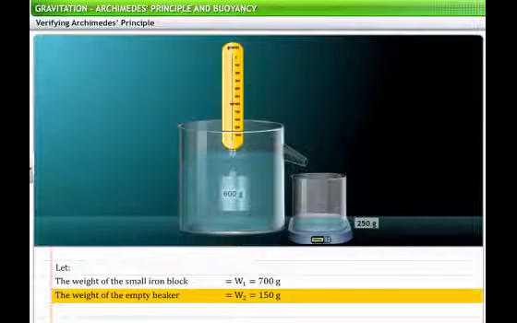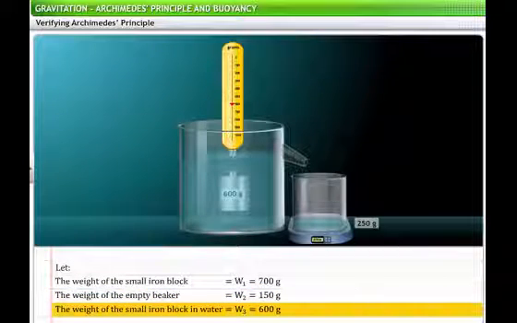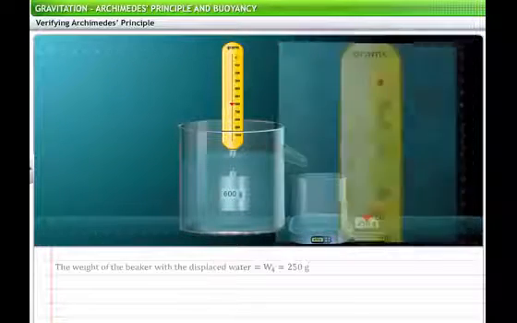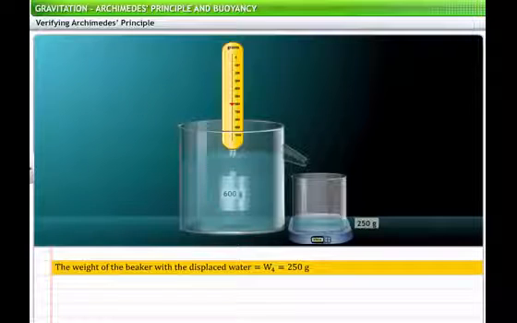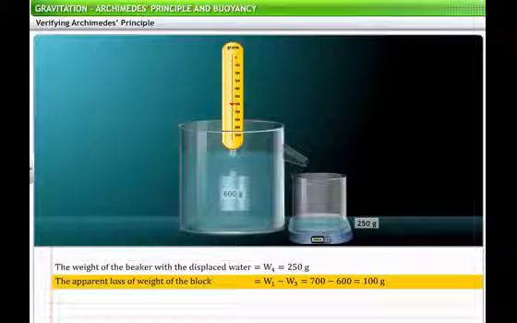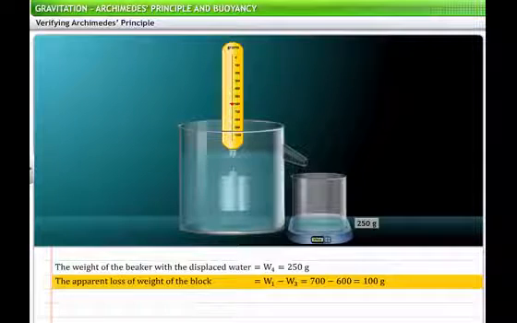Now, note the weight of the iron block in water as well as the beaker with the displaced water. The weight of the iron block in water, say W3, is 600 grams. The weight of the beaker, say W4, is 250 grams. Thus, there is an apparent loss in the weight of the iron block. The apparent loss of weight of the block is equal to W1 minus W3. This is equal to 100 grams.